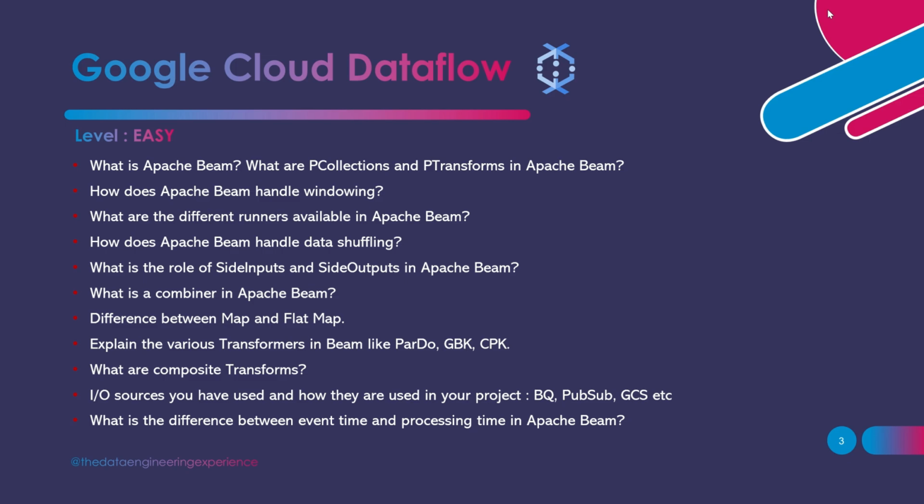Then what is the difference between event time and processing time in Beam? Event time is the time when the data event actually occurred at the source. And what is the processing time? Processing time is the time when the data is processed by the pipeline itself. So the definition is quite simple.